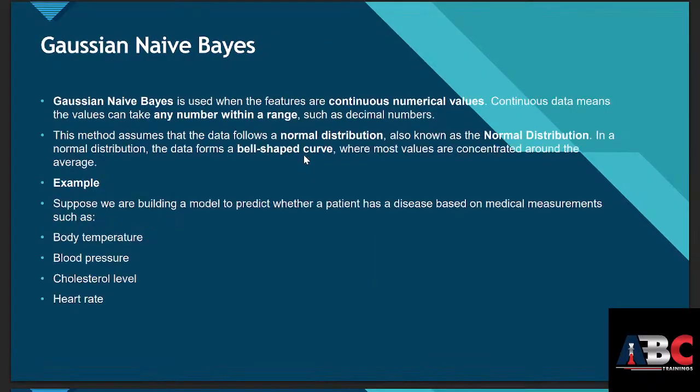We will see the first, the Gaussian Naive Bayes. This is used for features with continuous numerical values. Continuous data means that values can take any number within a range, such as decimal numbers. This method assumes that the data follows a normal distribution, forming a bell curve shape, where most values are concentrated around the average.